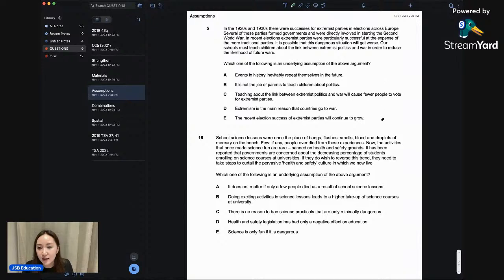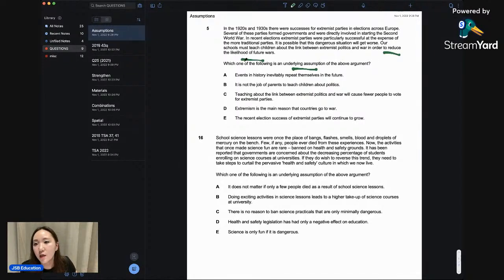So for example, let's actually have a look at this. When you're answering something like this, let's say, underlying assumption. I know people find these ones tricky. I mean, they are as well. But in the 1920s and 30s, there were successes for extremist parties in elections across Europe. So several of these parties formed governments and were directly involved in starting the Second World War. In recent elections, extreme parties were particularly successful. It's possible that this dangerous situation will get worse. Our schools must teach children about the link between extremist policies, politics and war in order to reduce the likelihood of future wars.